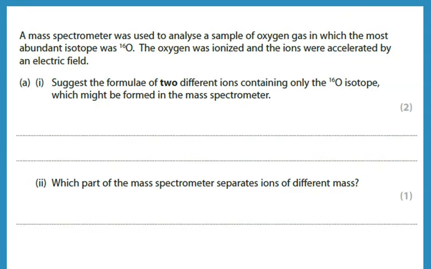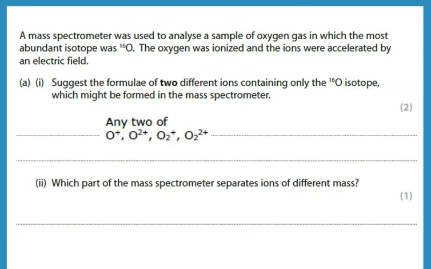What are the different ions that we could have? Remember that we said we could either have an ion with 1 plus or an ion with 2 plus, and an ion that has one oxygen atom or an ion that has the oxygen molecule. So any two of these could be your answer because these are the different choices that we have.